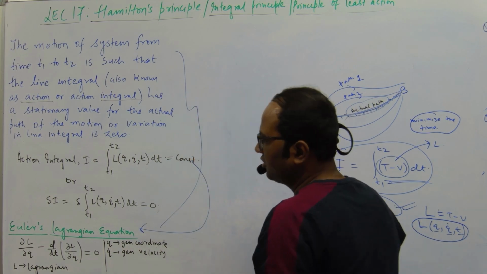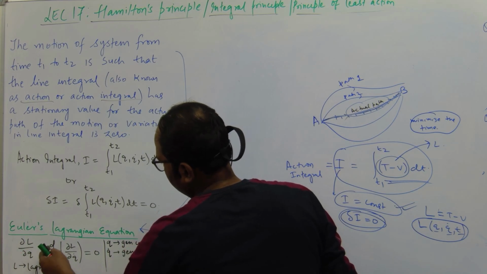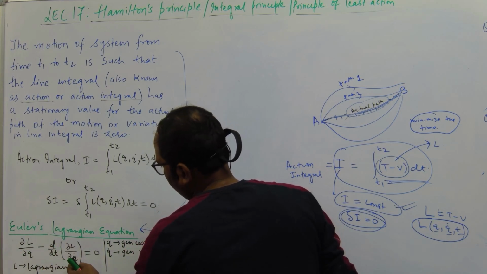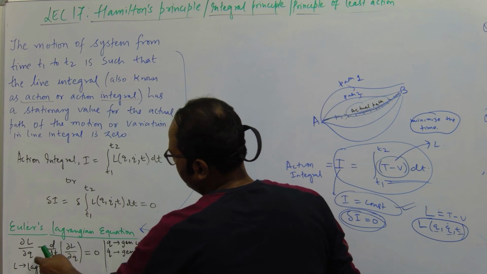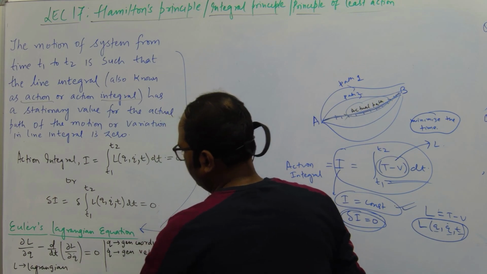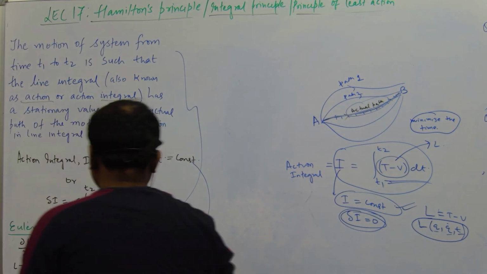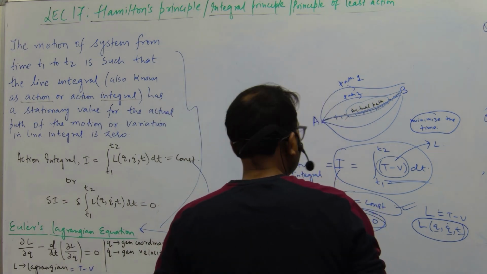Derivation is not so important, so we can directly deal with this expression, that is del L upon del q minus d upon dt of del L upon del q dot. Here q dot is the generalized velocity, q is the generalized coordinate, and L is the Lagrangian, which is equal to T minus V. Okay, so let us discuss some questions on this.